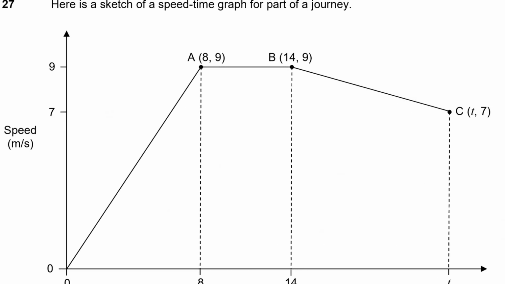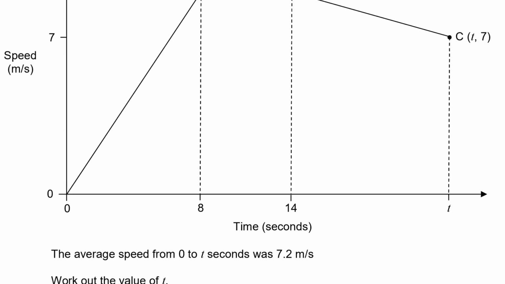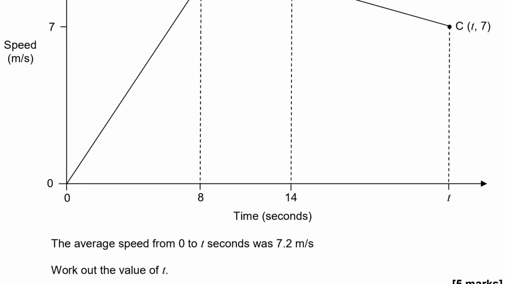Question 27. Here is a sketch of a speed time graph for part of a journey. So we can see it's made up of 3 distinct areas. So the vehicle, or whatever it is, starting from rest, is speeding up between 0 and the point A. Then it's traveling at a constant speed, and then it starts to slow slightly until it gets to the point C. Now, we are told in the question that the average speed from 0 to t seconds was 7.2 meters per second, and we want to work out the value of t.